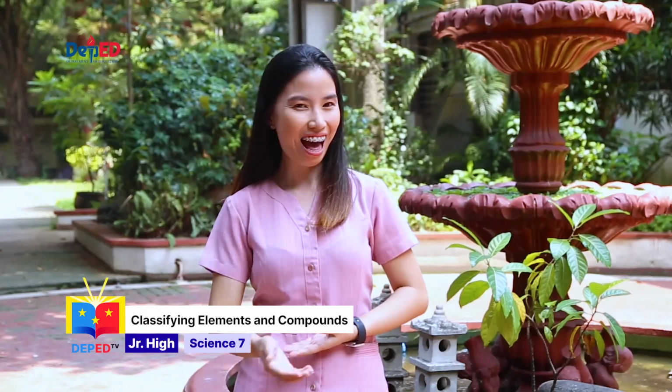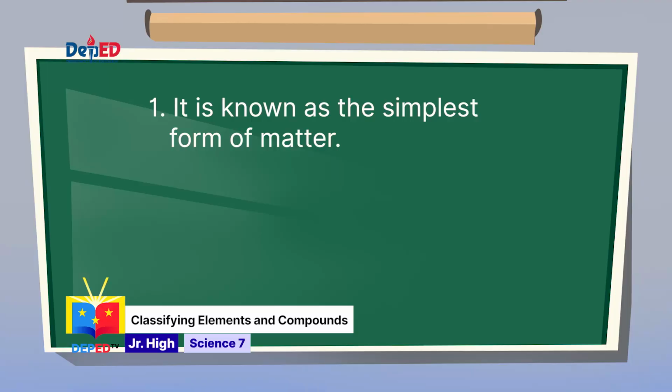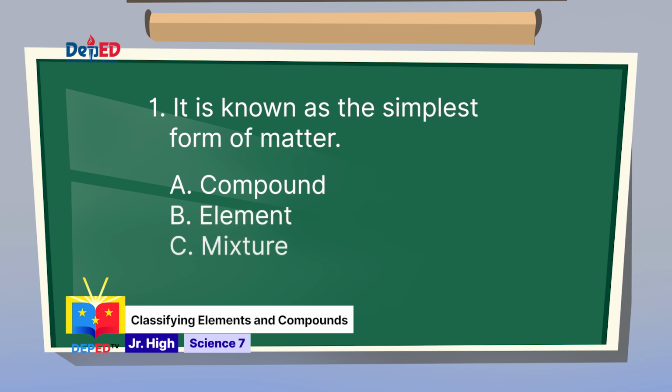So, let's start! Question number 1. It is known as the simplest form of matter. A. Compound. B. Element. C. Mixture. D. Substance. A substance known as the simplest form of matter is element. The answer is letter B.